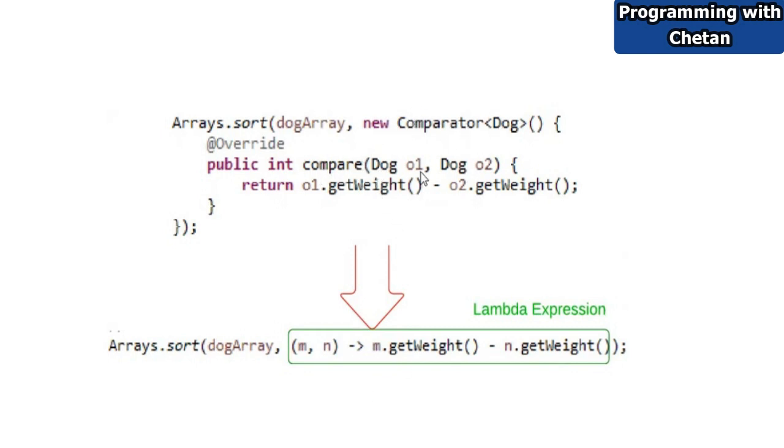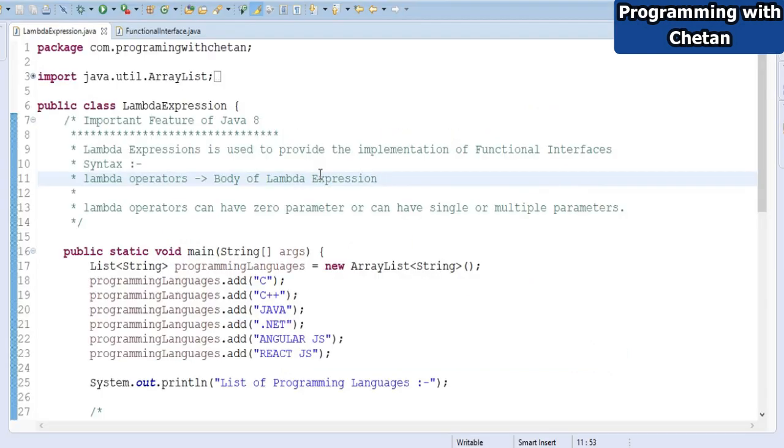It consists of two arguments. Similarly, our lambda expression consists of two arguments. Then this is our arrow token, and this is the body of our lambda expression where we have provided the logic for sorting. So here you can see that by using lambda expression, we can reduce the complexity of our code. Now let us try to understand lambda expression with the help of a program.